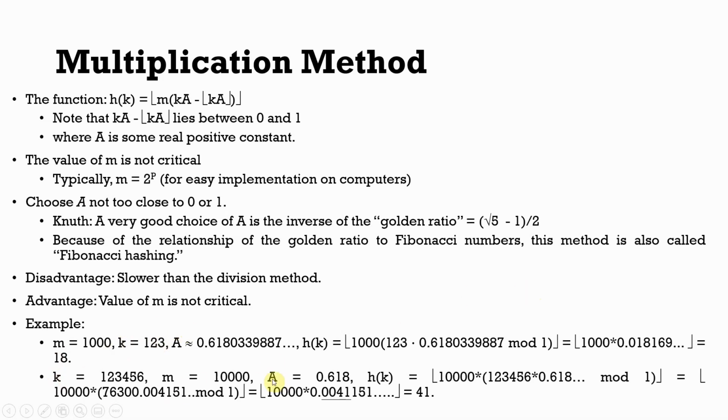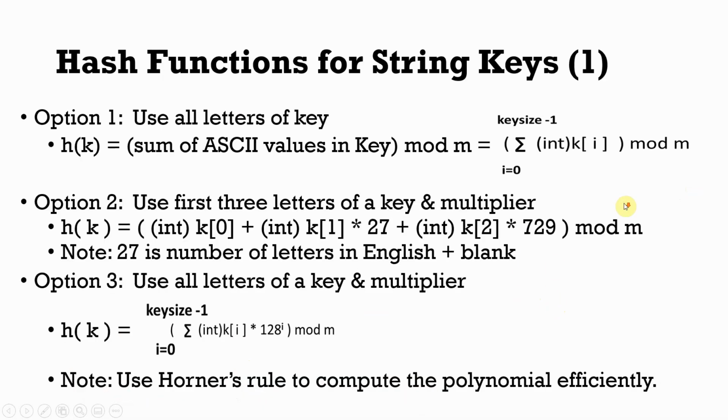The same thing here, right? See, now the key has 6 digits. This time m is 10,000. A is the same number as before. It's the inverse of the golden ratio, and this function gives us the number 41 as the output, so this is the location in the hash table.